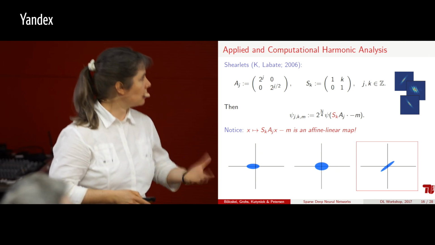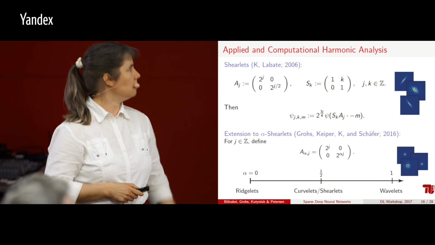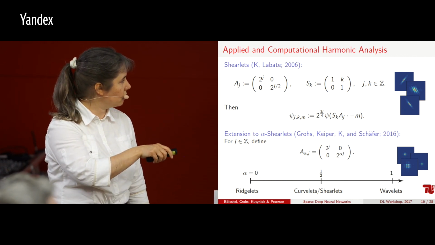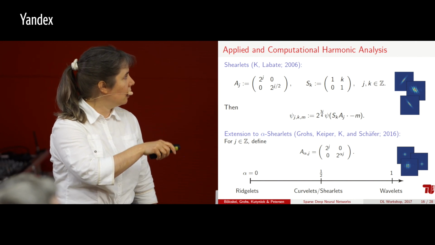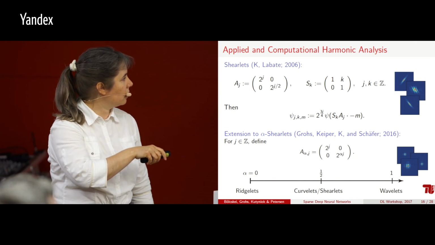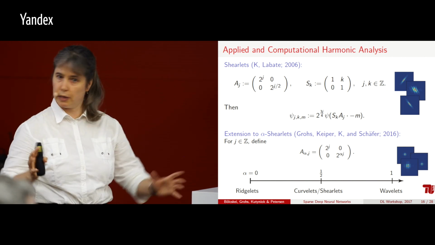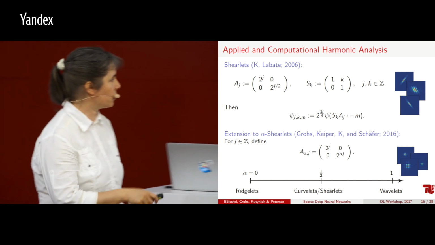We extend it slightly now to get a bit more flexibility. So what happens is that we extend this matrix by introducing a parameter alpha. The advantage of this is that now we have a much larger range of systems. Maybe you've heard of wavelets. This is what is used for JPEG 2000.